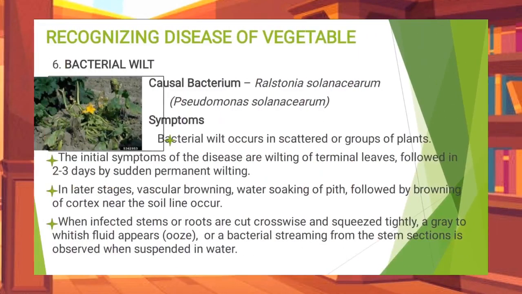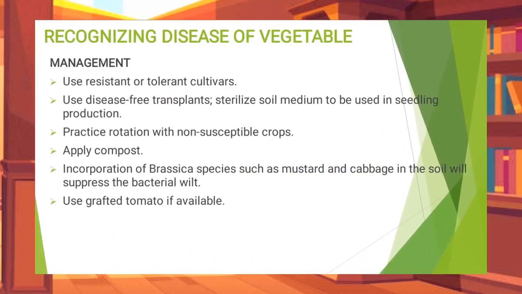So, number 6, bacterial wilt. Causal bacterium. Symptoms: bacterial wilt occurs in scattered or groups of plants. The initial symptoms of the disease are wilting of terminal leaves, followed in 2 to 3 days by sudden permanent wilting. Unsa siya pag-manage? Use resistant or tolerant cultivars. Use disease-free transplant or sterilized soil medium to be used in seedling production. Practice rotation with non-susceptible crops. Importante kayo ang crop rotation. Then, apply compost. Very important pod.